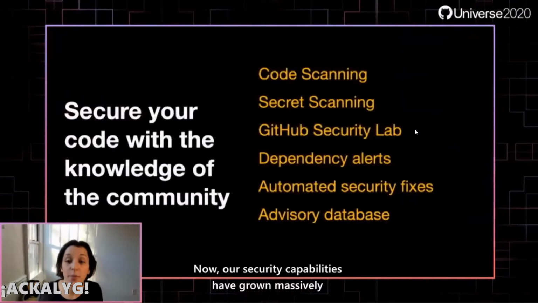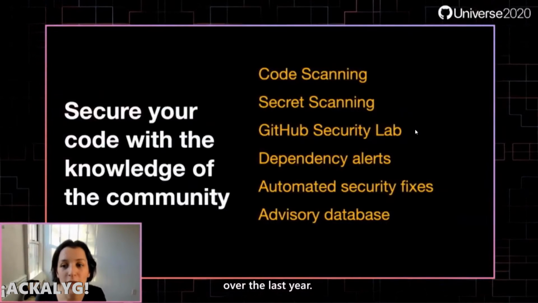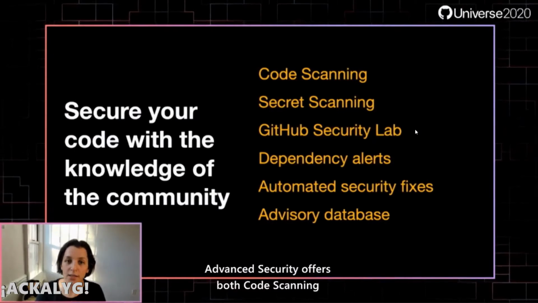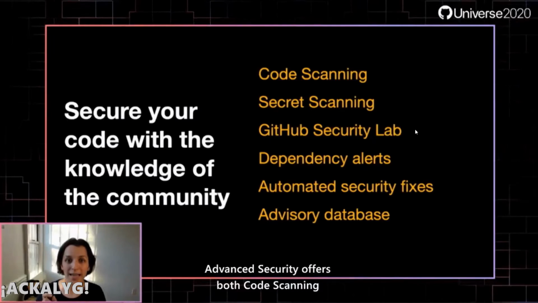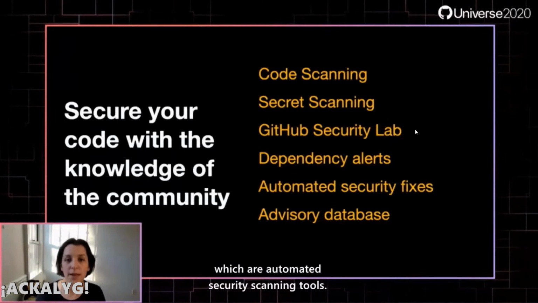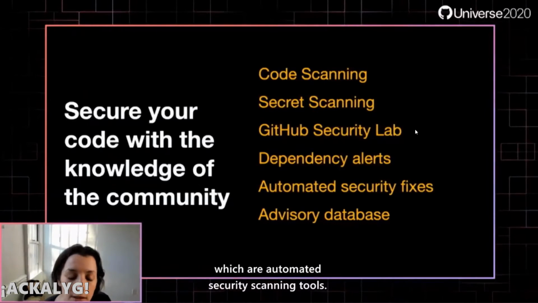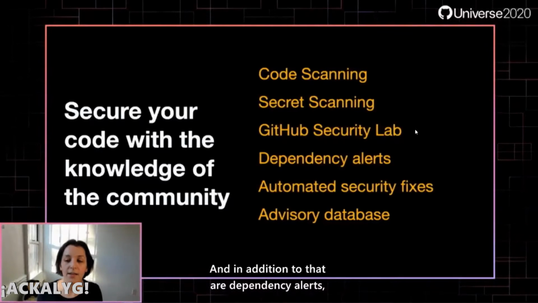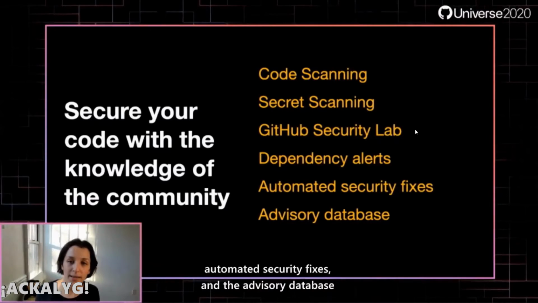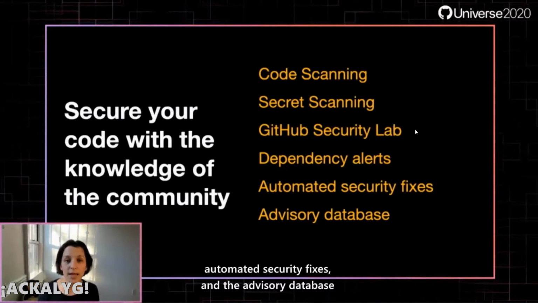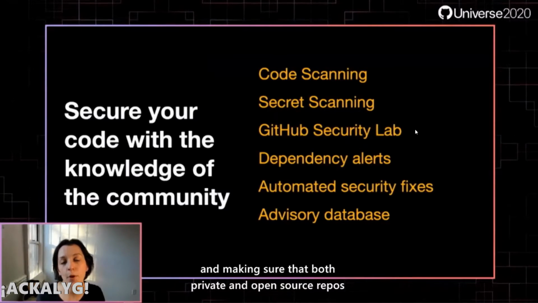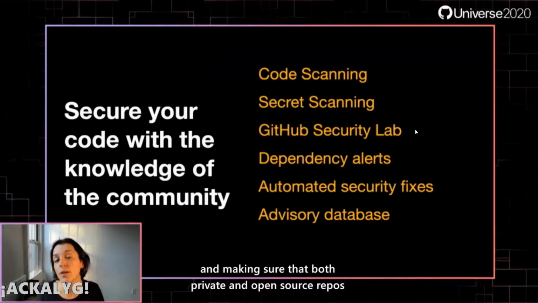Now, our security capabilities have grown massively over the last year. Advanced Security offers both code scanning and secret scanning, which are automated security scanning tools. And in addition to that, our dependency alerts, automated security fixes, and the advisory database are making sure that both private and open source repos are staying secure.